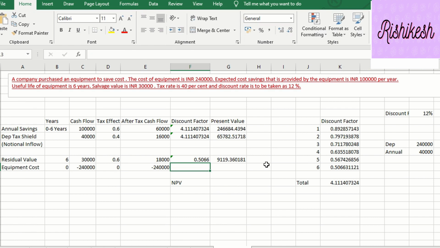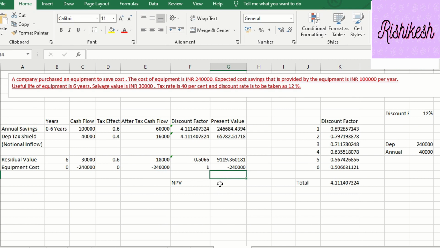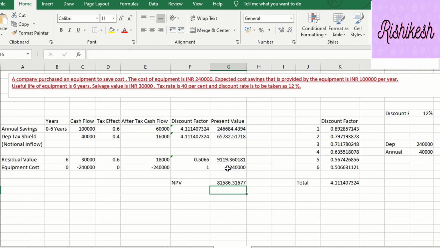Why are you not paying? Because it's a kind of an investment which is being done in the beginning, so you don't pay tax on investment, right? You pay tax only when returns start coming. For this, the discounting factor will be 1 since it is at the beginning itself. So the present value will be equal to this part. So the NPV will be nothing but the sum of all these present values, and that comes out to be 81,586 rupees. So NPV is coming out to be positive.